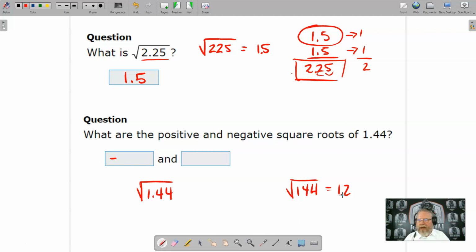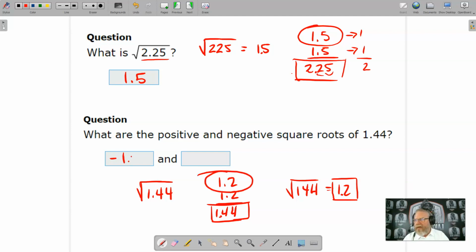So let's go ahead and give this 12 a decimal place, 1.2, and then if we have 1.2 times 1.2, we're going to get 144 and two decimal places. So we end up with the product of 1.44 by multiplying 1.2 times 1.2, which is indeed the radicand of our question that's being asked. So the answer is going to be 1.2 and a positive 1.2.